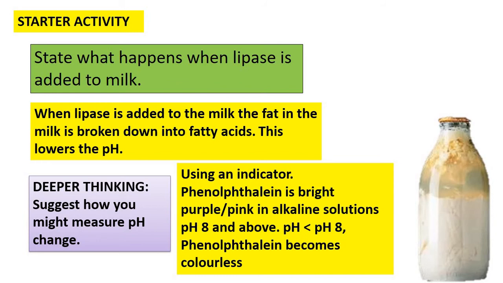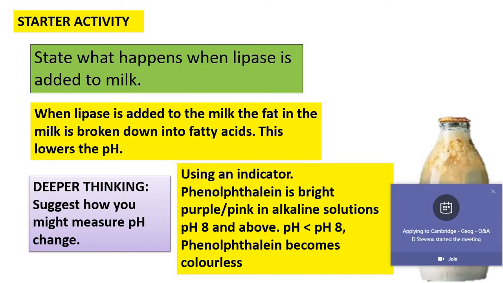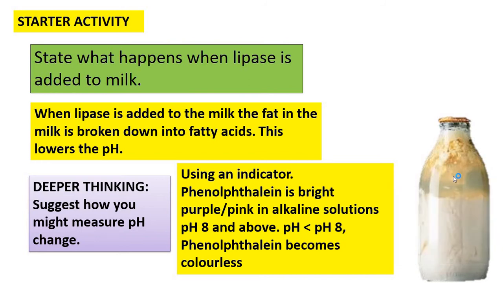The video that I posted on Teams uses a slightly different one, I think, but we'll be using phenolphthalein. It's a bright purple-pink in alkali solutions, pH 8 and above, and below that pH the phenolphthalein becomes colourless. So we're looking for that change from a purple-pink colour to more colourless. We get paler as the enzyme works and produces more fatty acids, which makes it more acidic, lowering that pH, showing us that colour change.